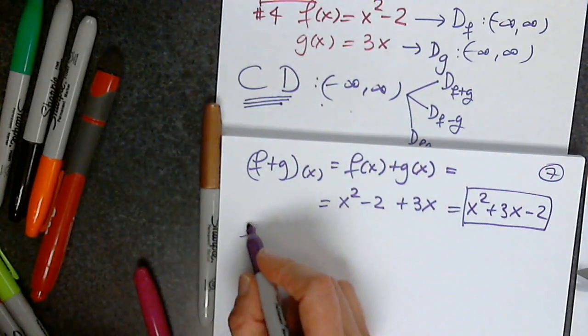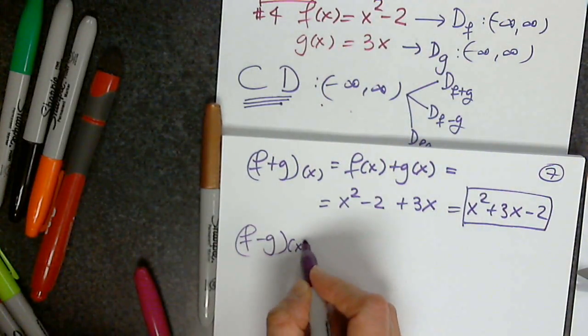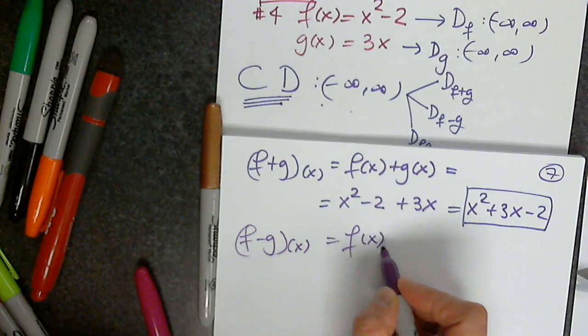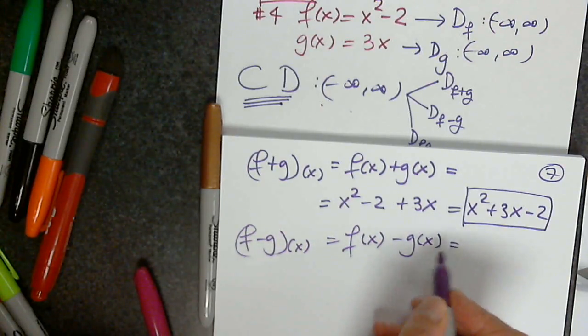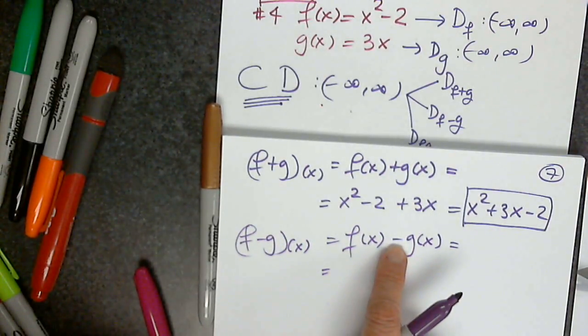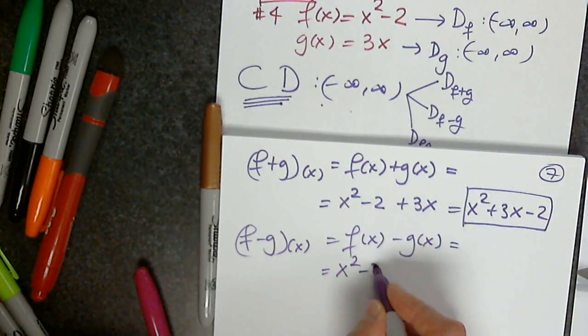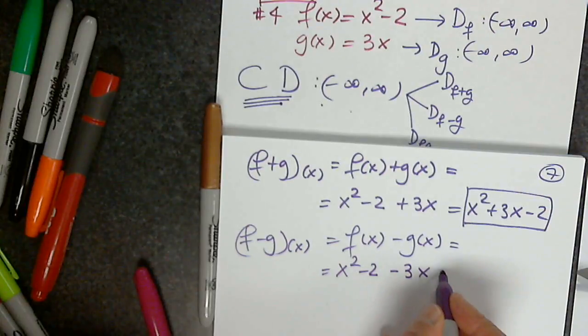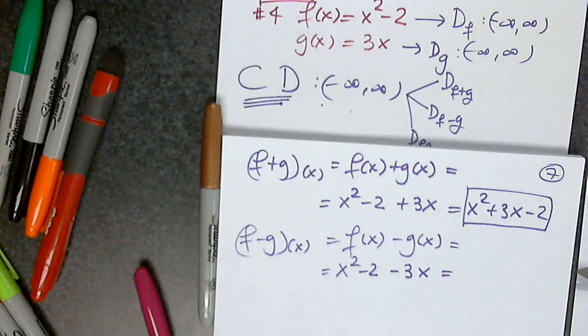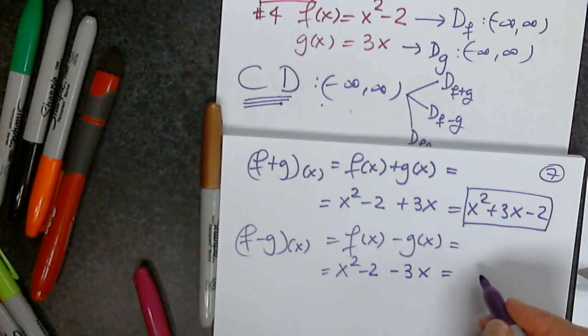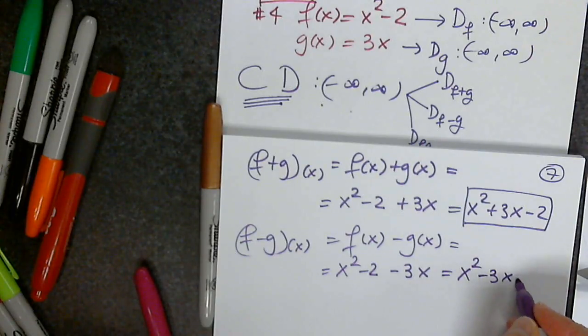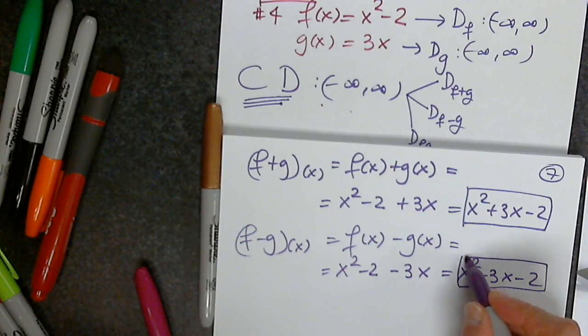Then I create the difference. I have to write what it means carefully because I have to distribute this negative sign to g. So then I have x squared minus 2, but minus 3x. Like before, I present this in descending order, and I get x squared minus 3x minus 2. And this is done as well.